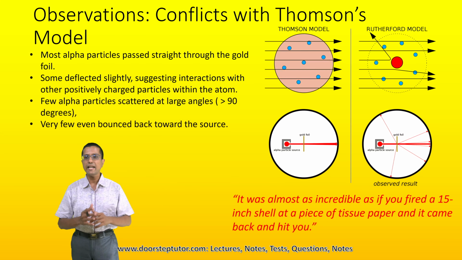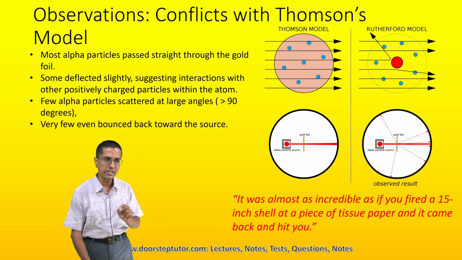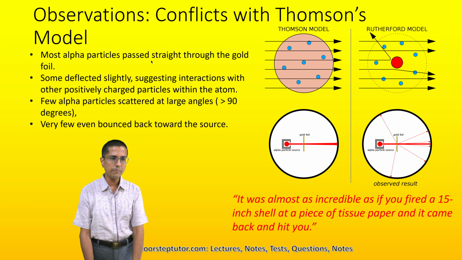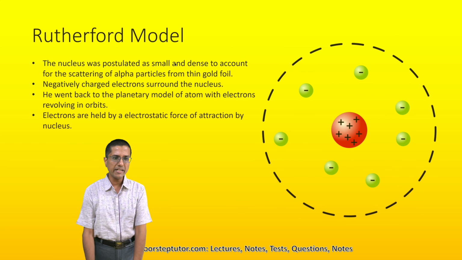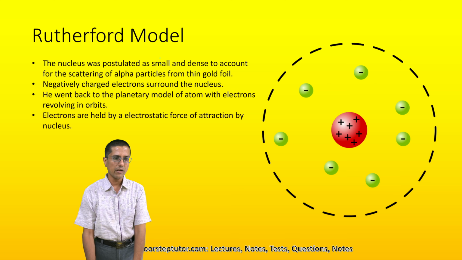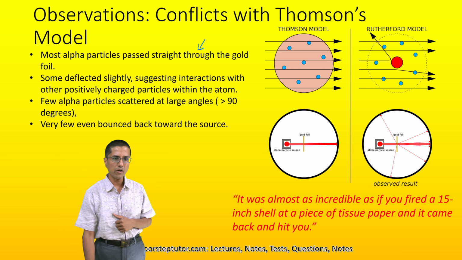Okay, so these were the observations of Rutherford's experiment. We already saw this. Most of the alpha particles actually pass straight through, and this was not a problem. Even Thomson's model predicted that this would be the case. So even in Thomson's model, most of these particles would just pass straight through, and this is what they observed.